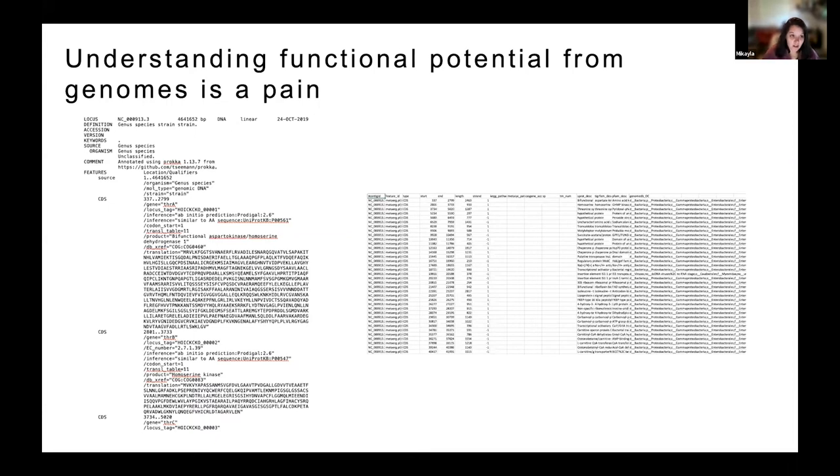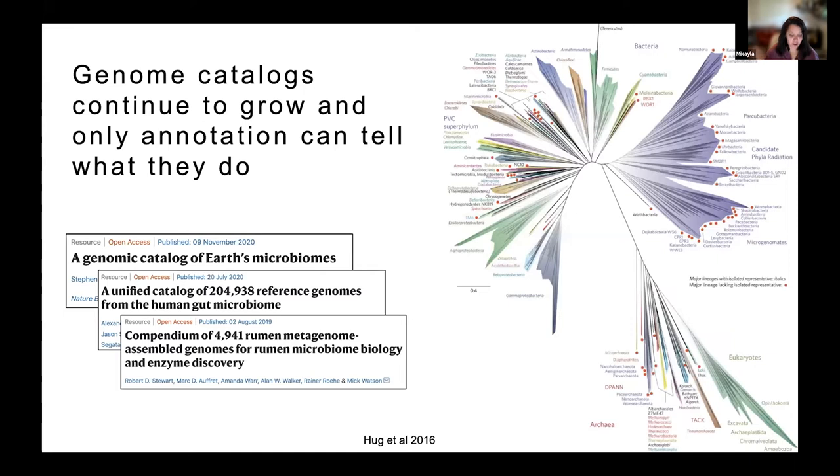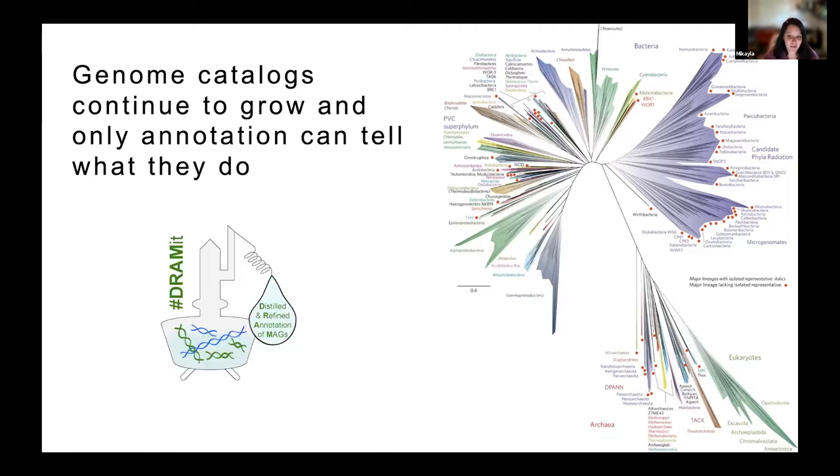What we really aim to do with DRAM is to minimize that cumbersome step of inferring function from annotations. This is really okay for making mental models or genome cartoons for 1 to 10 genomes. But when we start to scale, this becomes a problem. It becomes a really large bottleneck. With our databases growing bigger and bigger, we can't build enough functional understanding fast enough. And so this is where DRAM comes in.